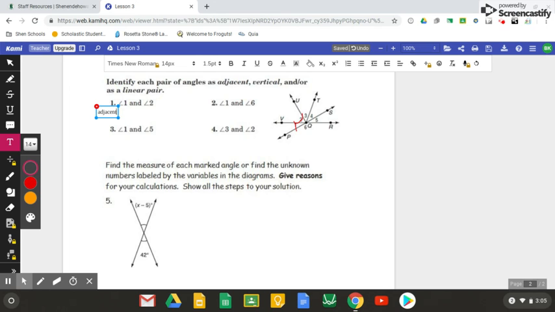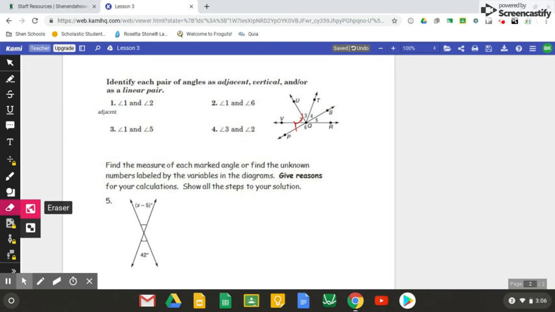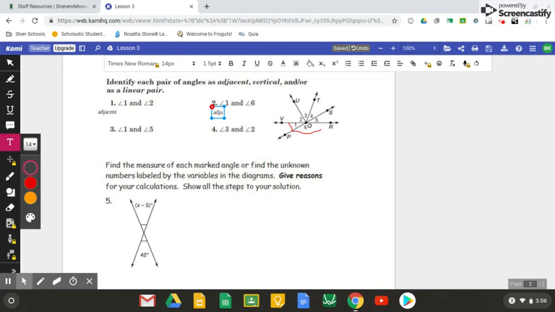All right. 1 and 6. So let me erase that. I see 1. Here's 6. Are they next to each other? Yes, they are. So these are adjacent, so they're not vertical. Is this a linear pair? Do 1 and 6 add to 180? Well, if you notice a straight line, I do, and they're adjacent, yeah, this is a linear pair.